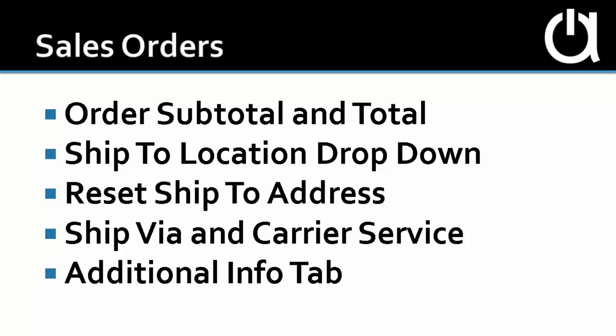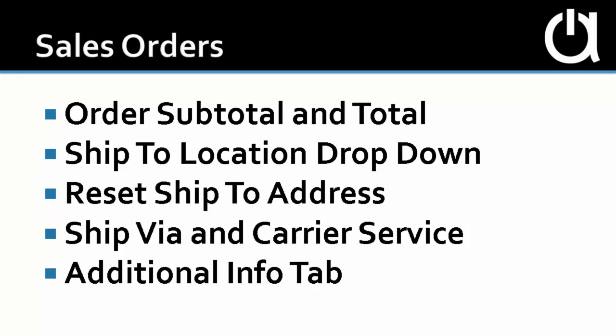The ship via field is for the method of shipment and can be used as a shortcut to the carrier service when there's a default service set. This should be a generic type of shipping such as ground, express, customer pickup, etc. The drop-down menu will include those methods that you set up in Configuration Manager.